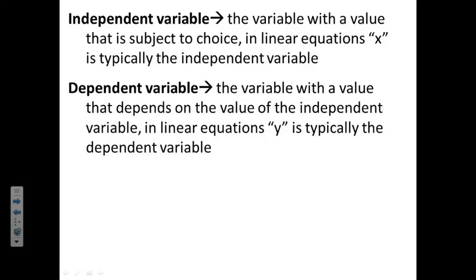Okay, your dependent variable is the variable with a value that depends on the value of the independent variable. So it doesn't stand alone, it needs the independent variable. In linear equations, it's typically the y, and if we're talking about functions, if the independent variable is the input, the dependent variable then becomes the output. It's what we get out of the function.